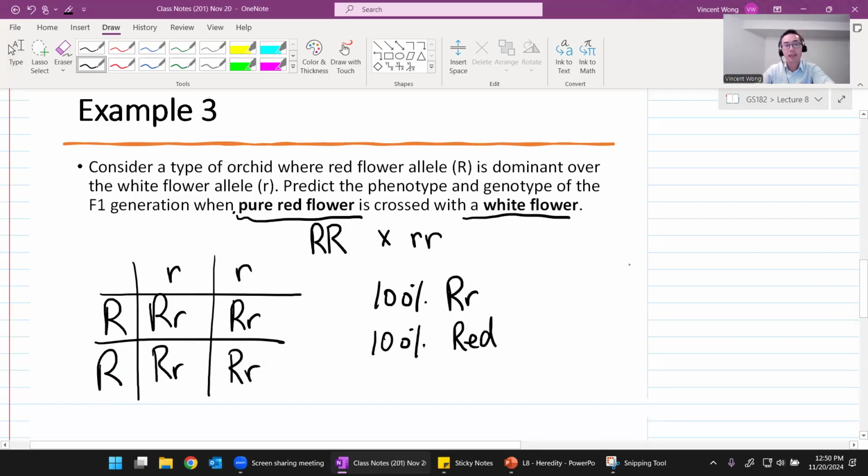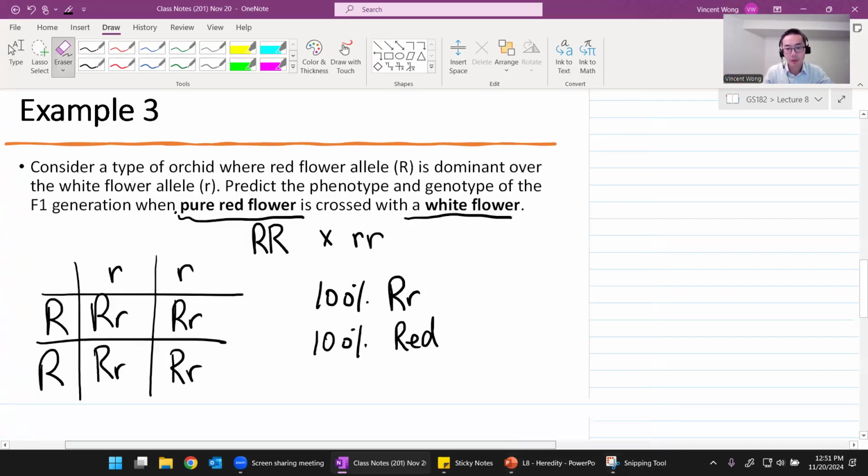Okay. So this goes back to what we were talking about last class. If you start with pure parents for a particular gene, okay, all of the next generation will have the dominant phenotype. Okay. So let me give you another example here.